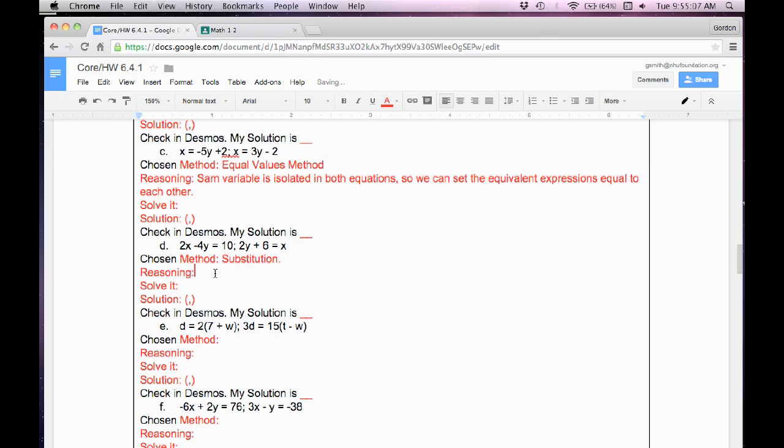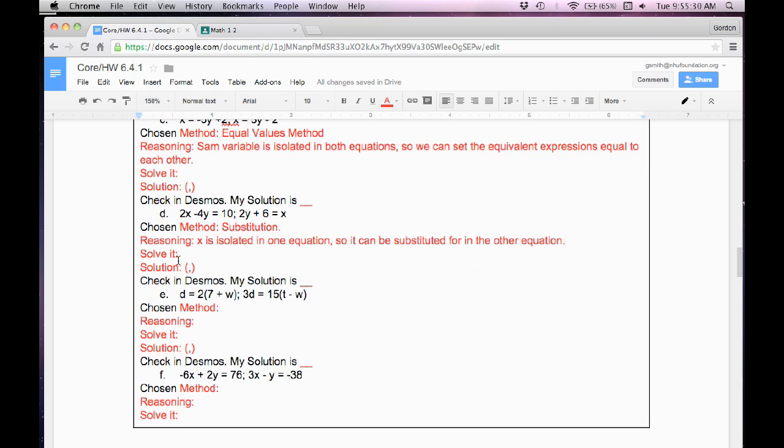And the reason I would do that is that x is isolated in one equation, so it can be substituted for in the other equation. Simple as that, and then you'll solve it. The key here, of course, was noticing that x was alone, even though it appears it sort of is trying to trick you into thinking it's standard. The x is all alone over here.